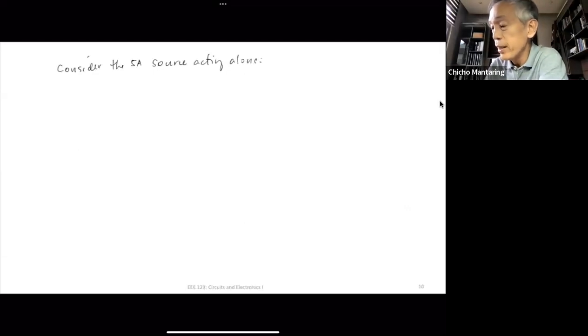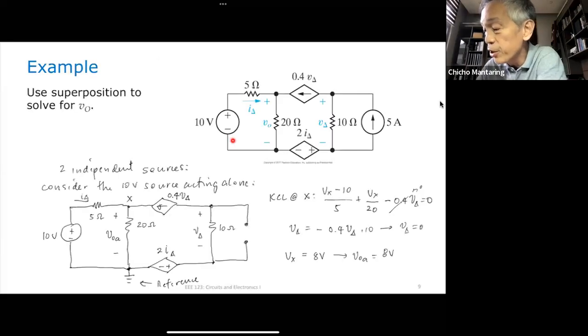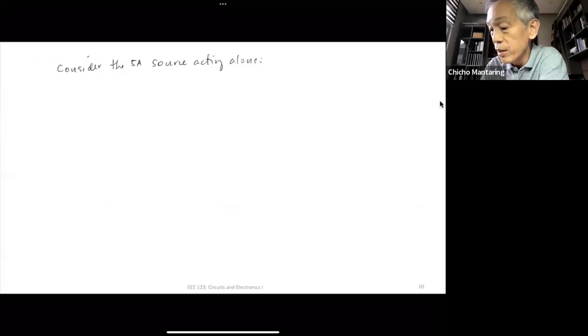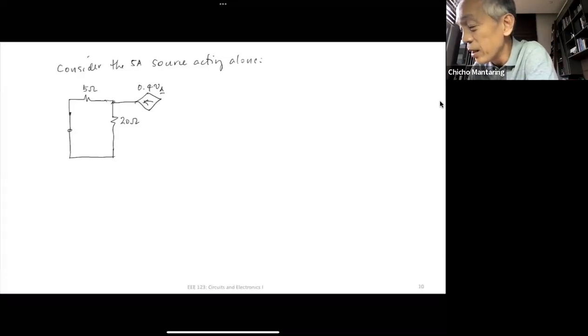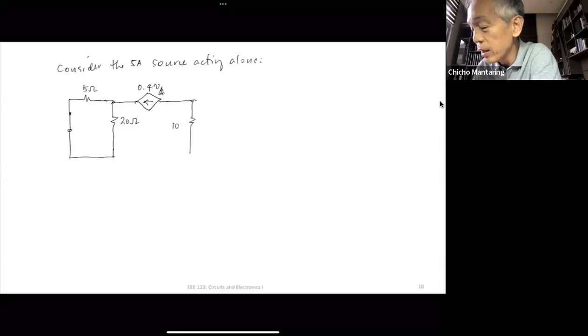Okay, so now it's going to be a little bit more difficult, ano? So what happens to my voltage source? My voltage source here becomes a short circuit. So meron akong short circuit dito. And then I have my 5 ohms. Okay. I have my 20 ohms here. Okay. Here I have my 0.4 Vs of delta. Then I have my 10 ohms here.